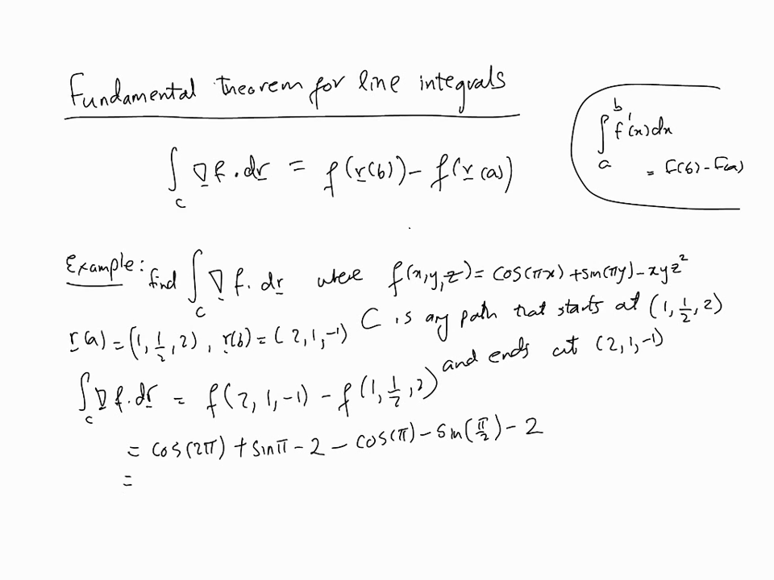So that will then be cos 2 pi is 1, sine pi is 0, so it'll be just minus 2, cos pi is minus 1, so it'll be plus 1, minus sine pi over 2 is 1, minus 2, so that cancels, and becomes minus 3. So that's it. It's as simple as that. We'll stop.